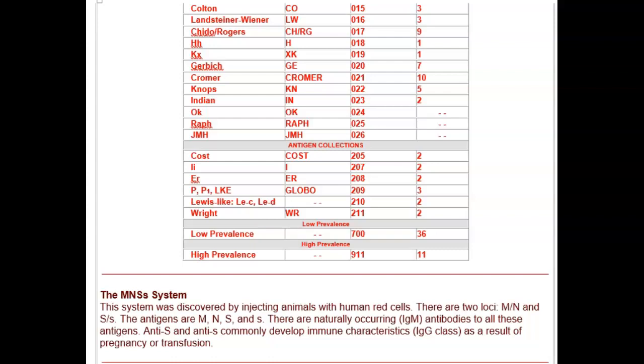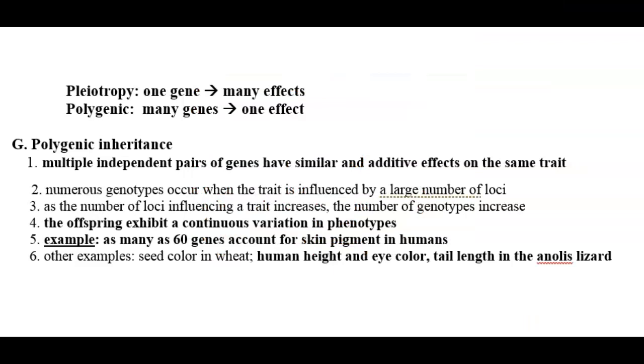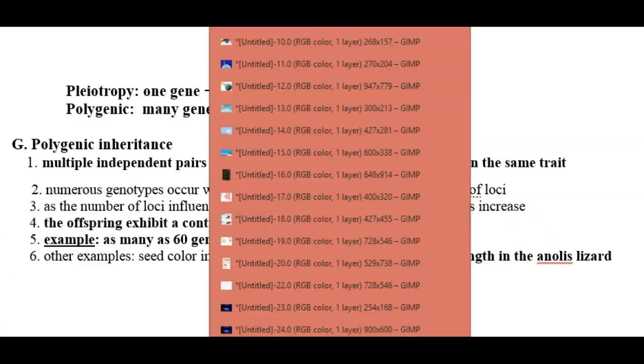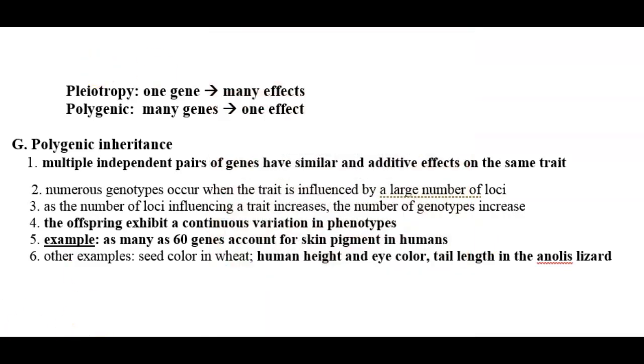Alright, let's go on to our next Mendelian exception. Polygenic inheritance. Now this is like the opposite of pleiotropy. Pleiotropy, one gene had many effects. Poly means many, many genes. Many genes have one effect, so they're opposite. So polygenic inheritance, multiple independent pairs of genes have similar and additive effects on the same trait. Numerous genotypes are going to occur, and the more genes involved, the more genotypes and the more phenotypes we're going to have.